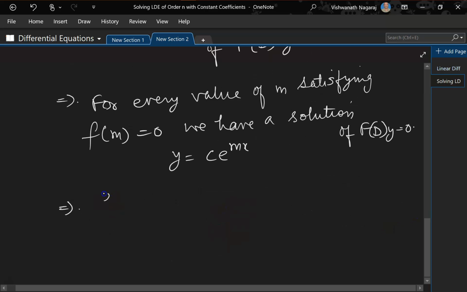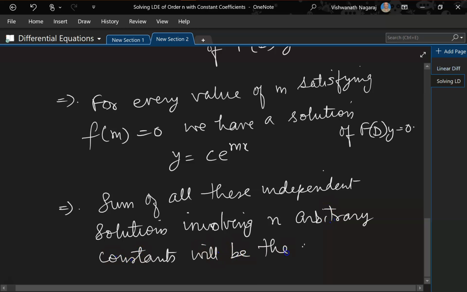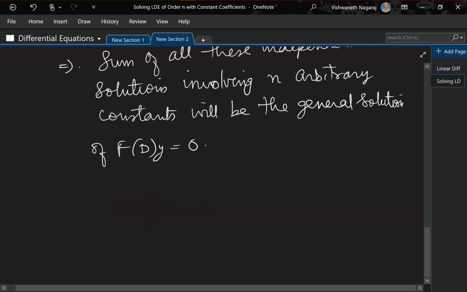It also implies that the sum of all these independent solutions involving n arbitrary constants will be the general solution of f of D y equal to 0. Yes, think over it carefully.